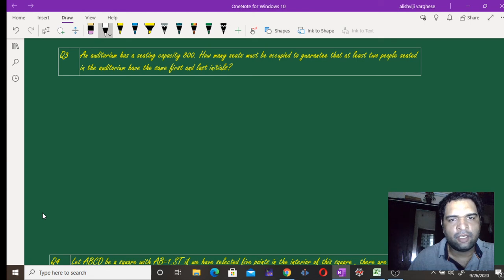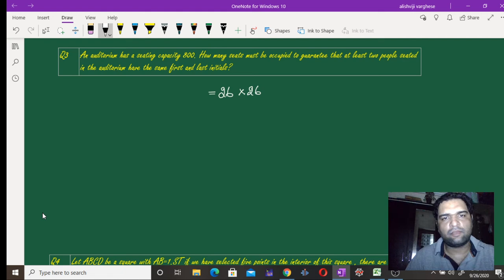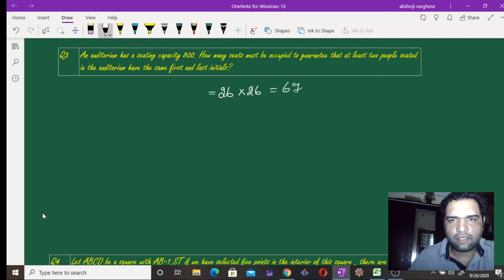So the first initial can be any one of these 26 letters, and the second initial also can be any of these 26 letters. So we can have a total of 26 into 26 different possibilities for the first and last initials of the persons. So the different possibilities of initials is 26 into 26, that is 676.